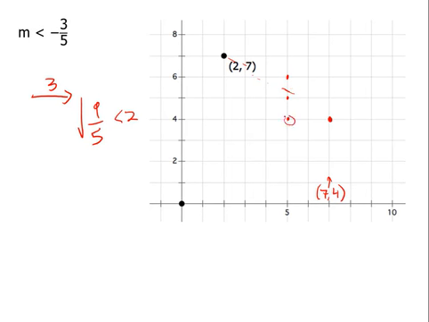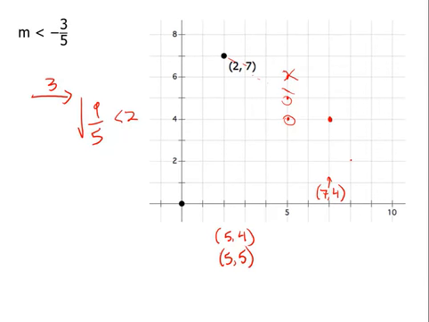And so these 2 points work because they're below that line. If we connected from 2,7 to one of these points, we'd have something that was more steep in a negative direction, so more negative, and so it would be less than negative 3/5. This one does not work. It's above the line. And so those 2 that work, that's 5,4 and 5,5. Those 2 points work.